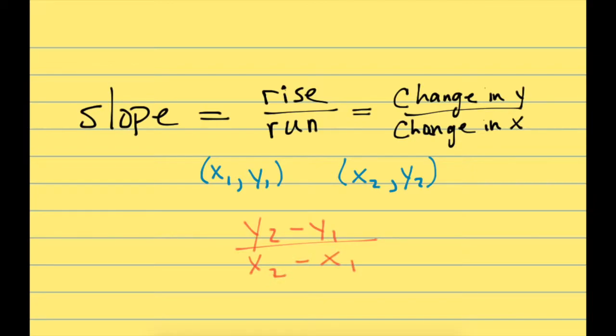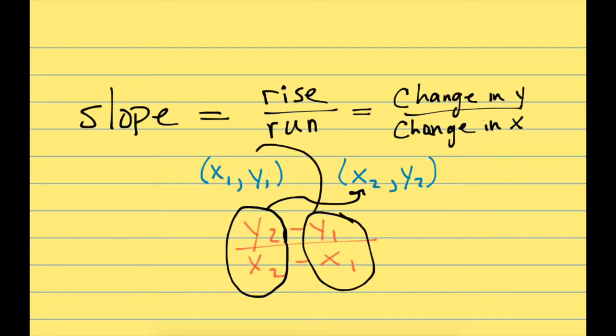Now, it's not really important which point goes first, but what is important is that the first y and the first x come from the same point. I don't want to mix those up. And the second y and the second x also come from the same point. It's also important that we are subtracting the two. And so we have to be real careful how our signs line up when we're finding the slope.